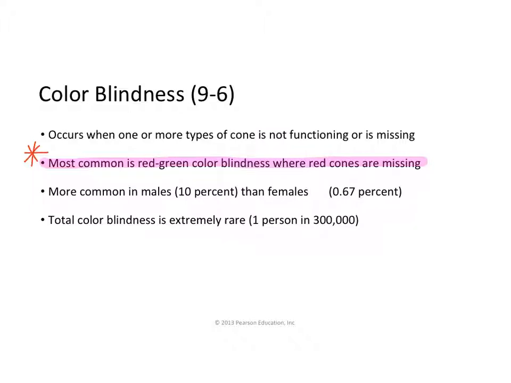There's something called color blindness. Color blindness occurs when one or more types of the cones are not functioning or missing. The most common is red-green color blindness, where the red cones are missing. It's more common in males, about 10% more than females. Total color blindness is extremely rare, at one person in every 300,000.